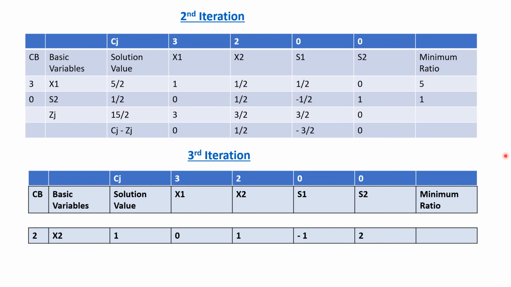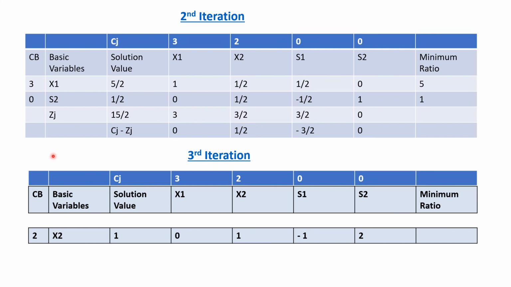So first we have to get the elements of newly entered variable row, that is x2. x2 has replaced S2, so all the elements of S2 are to be divided by the key element, that is half. This is the half, because entering variable is x2, leaving variable is S2, so this half is the key element. So we have to divide all these elements by half to get the elements of x2 row, which is the newly entered variable row, right? So we get these elements.